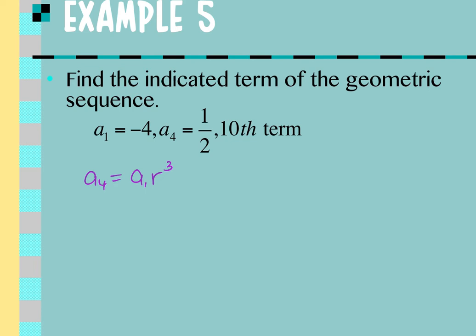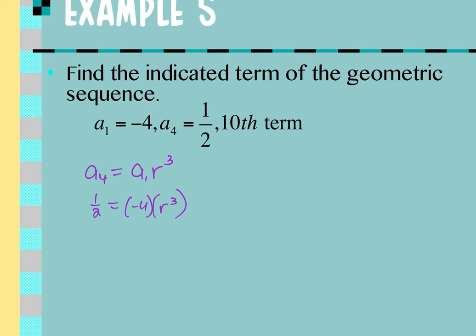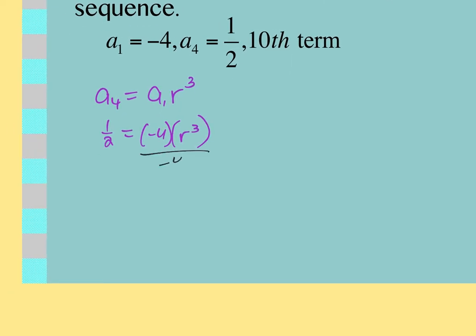So now I know A4 is a half. I know A1 is negative 4. I don't know R, so that's what I'm going to solve for. So if I wanted to get R to the third by itself, what do I do? Divide both sides by negative 4. So divide or multiply by negative 1/4, and I get negative 1/8 equals R to the third.